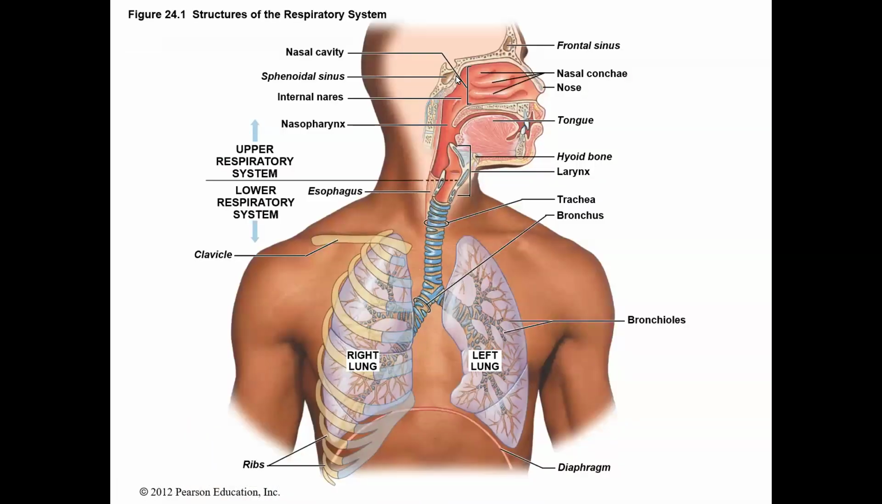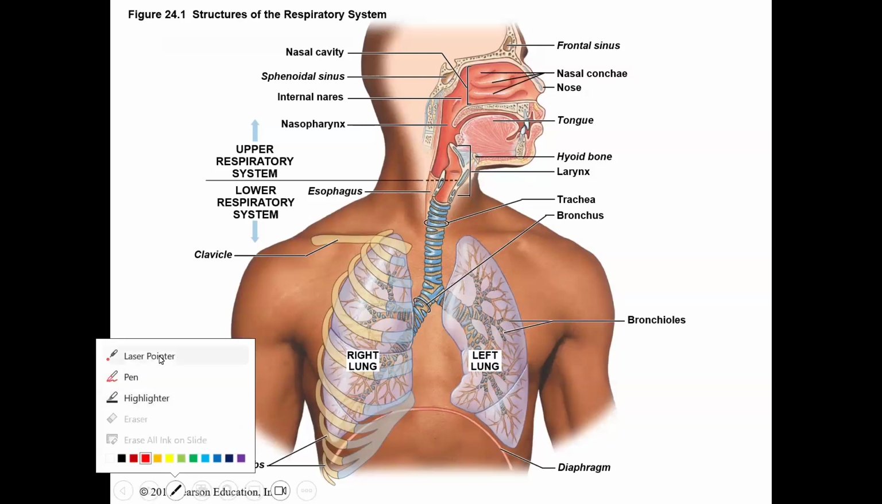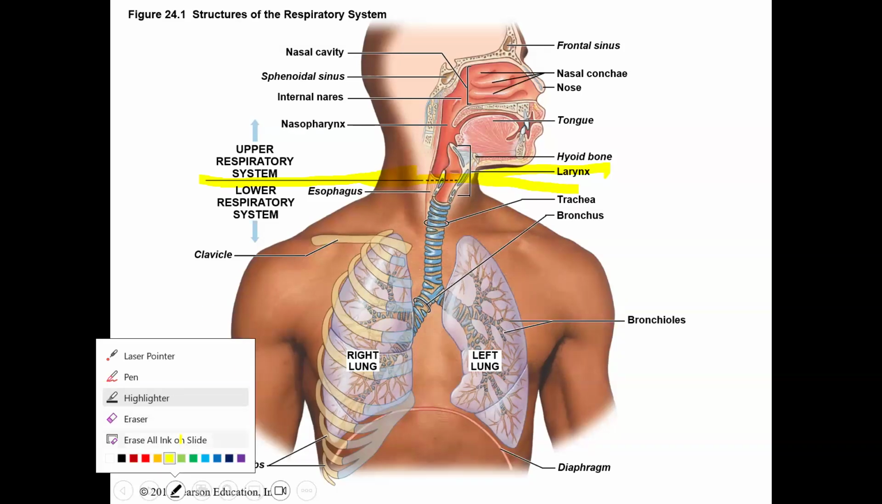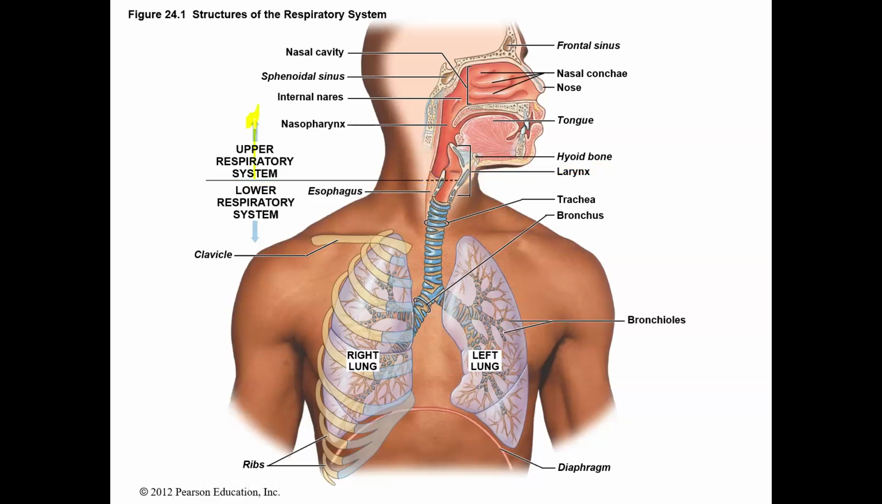So on this picture here, we're going to get a nice overview of the structures of the respiratory system. And one of the things to note here is the upper versus the lower respiratory system. So look at this highlighted line right here. That highlighted line, upper respiratory system here, lower respiratory system here. Okay, so this line delineates that.